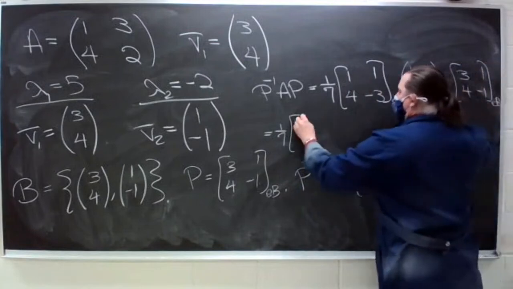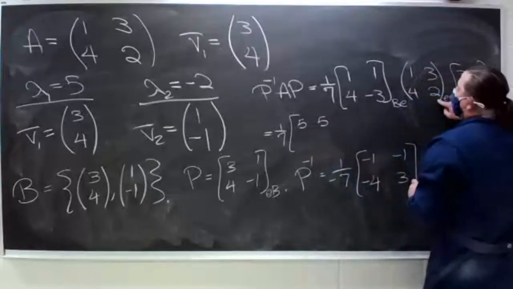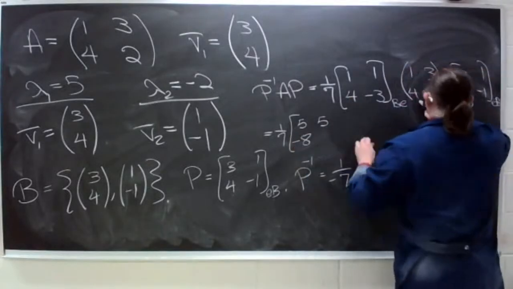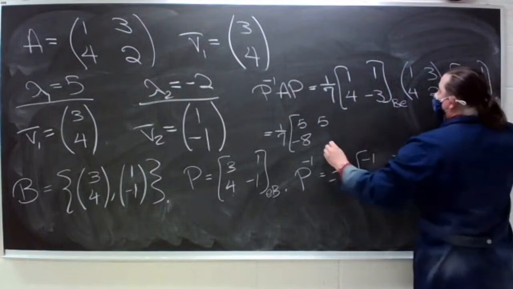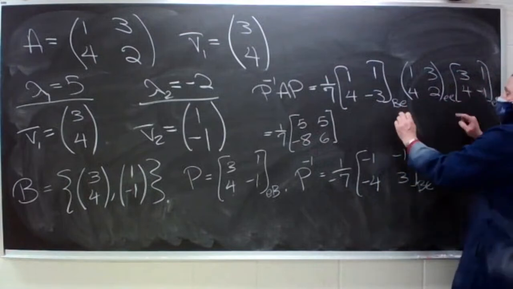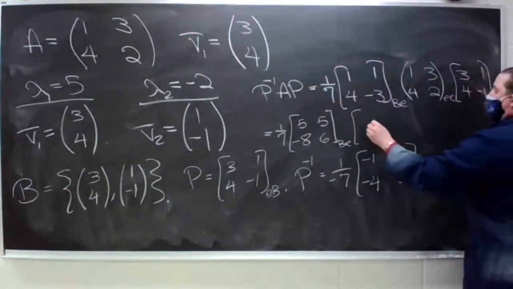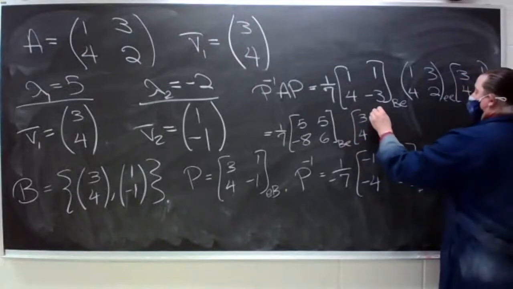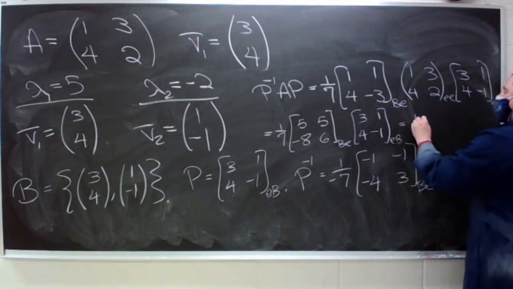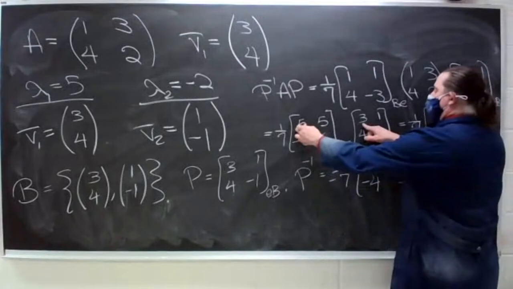So I would have 1 plus 4 is 5. 3 plus 2 is 5. 4 minus 12 is -8. 12 minus 6 is 6. This would be BE again. 3, 4, 1, -1. EB, 1/7. All right, let's see what we got.